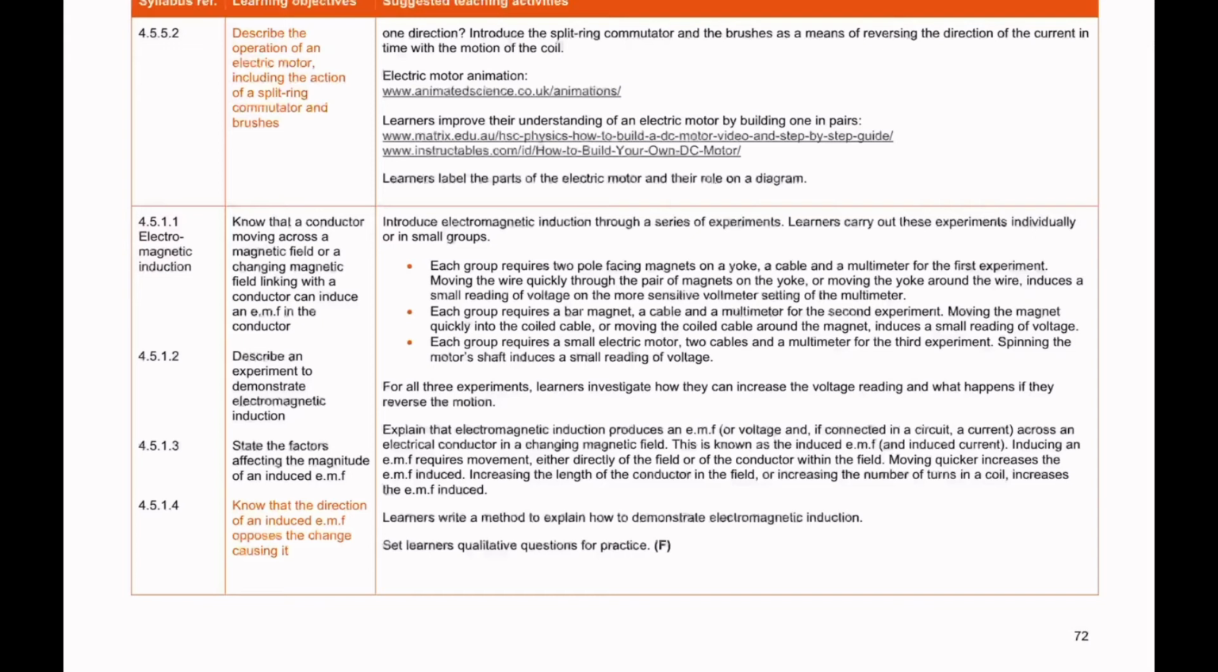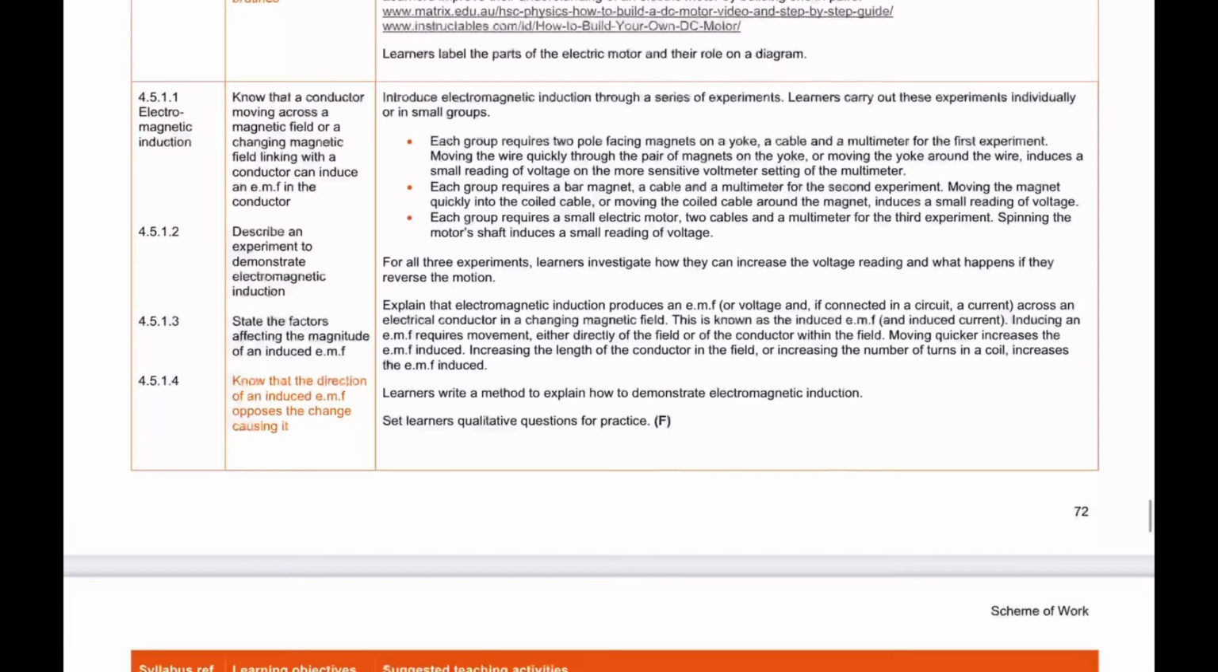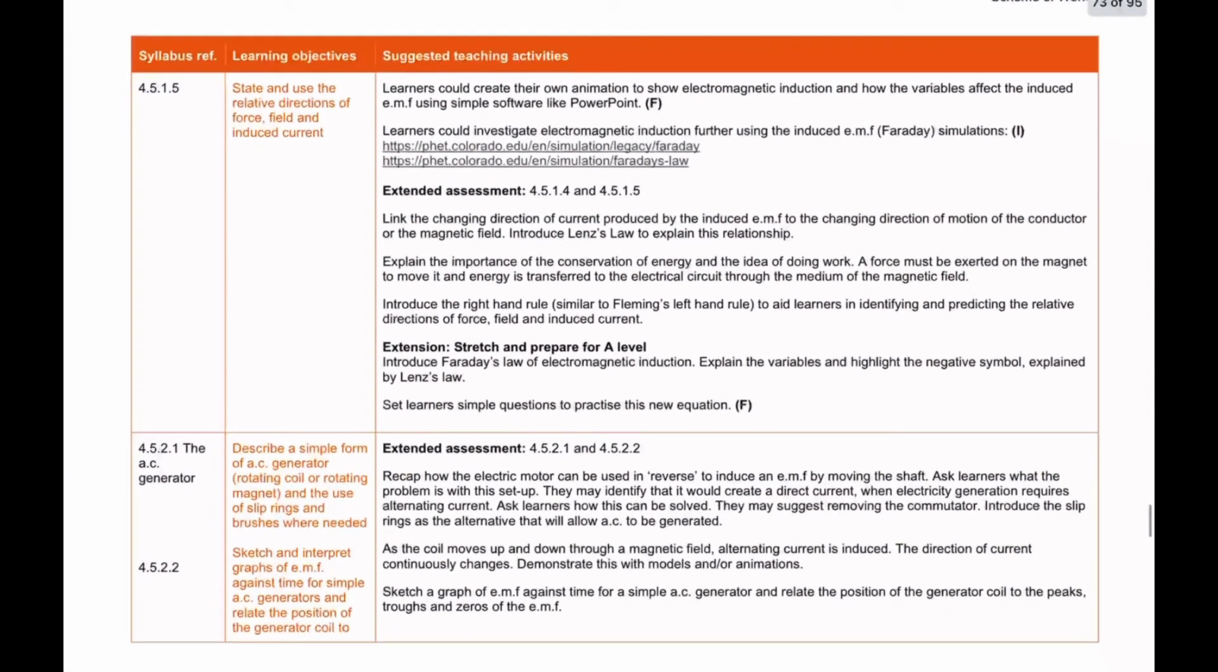Key concept: Electromagnetic induction. Know that a conductor moving across a magnetic field or a changing magnetic field linking with a conductor can induce an EMF in the conductor. Explain the experiment to demonstrate electromagnetic induction. State the factors affecting the magnitude of an induced EMF. Know the direction of an induced EMF opposes the change causing it. State and use relative directions of force, field, and induced current.